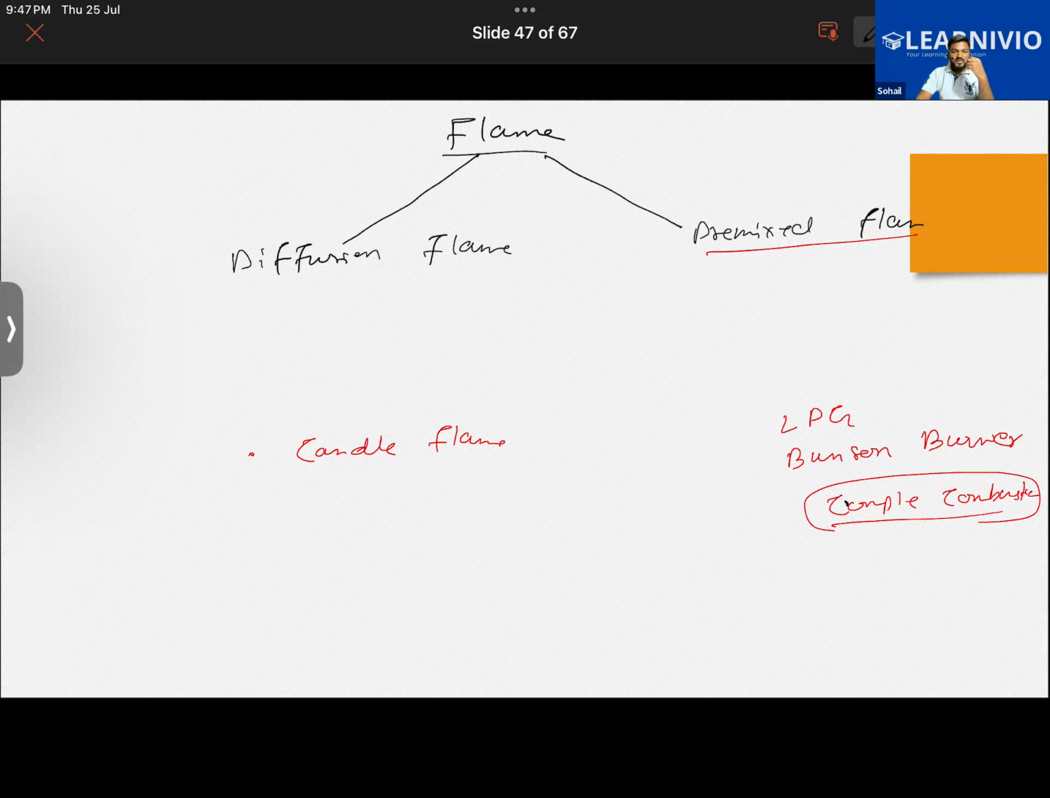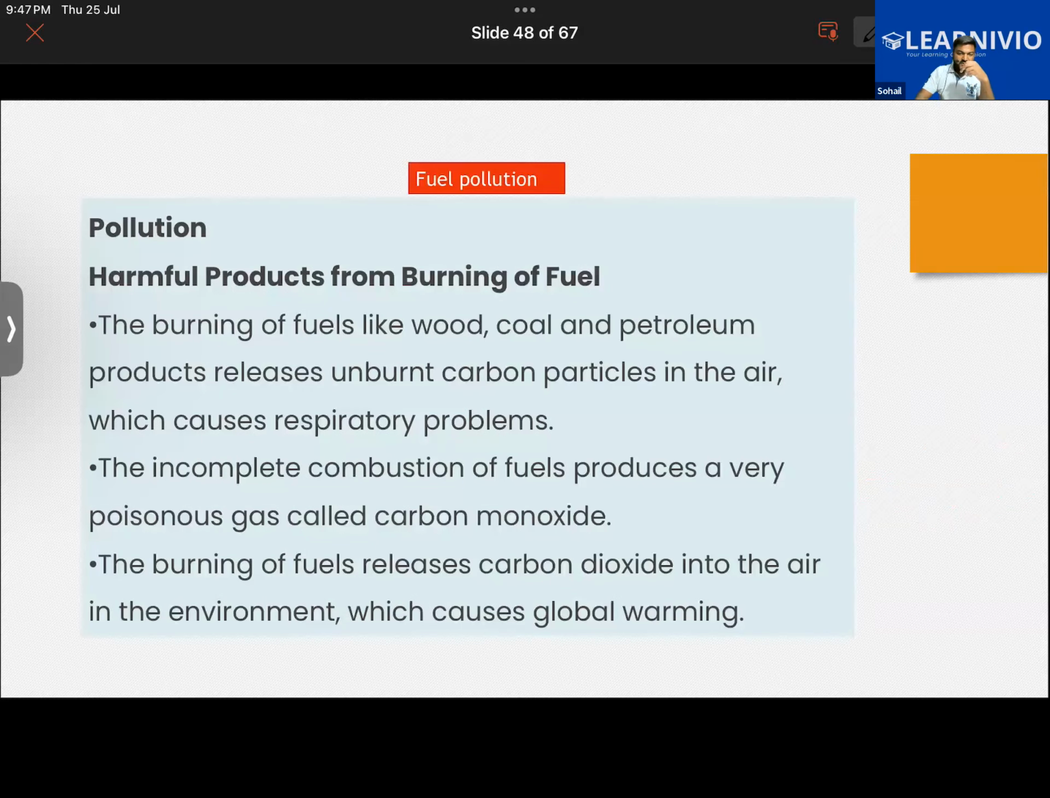Okay. Then talking about the previous one, this diffusion flame. In this, it will not be completely burning. Hope these topics are clear to you. Incomplete combustion takes place in that case. So that topic is clear.